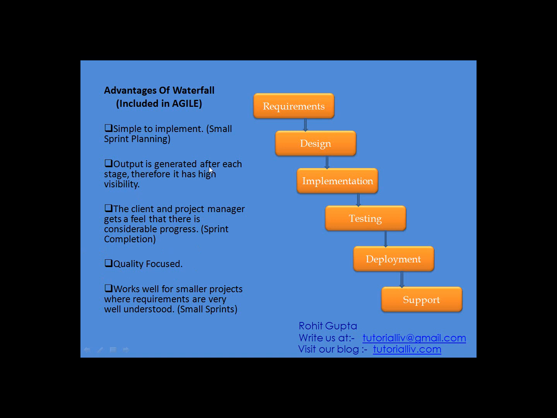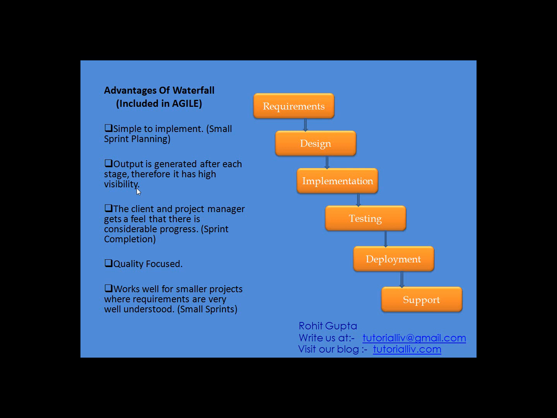Now the other thing: output is generated after each and every stage, therefore it has high visibility. Once we discuss the Agile methodology, you will see there is a term sprint, which is nothing but developing the whole product in small chunks. We divide the bigger solution into smaller solutions and deliver them one by one. So definitely it has taken the approach from here, that we will deliver something first, and once that has been completed, we will focus on the next one, then the third one.